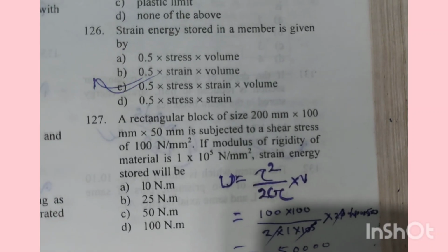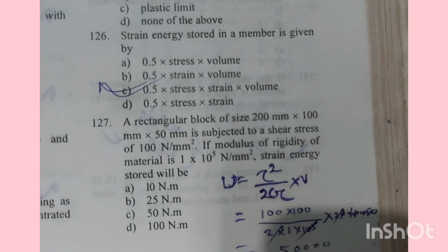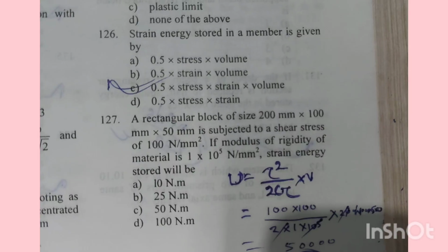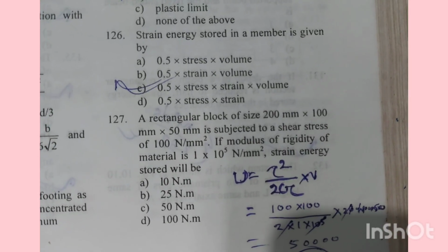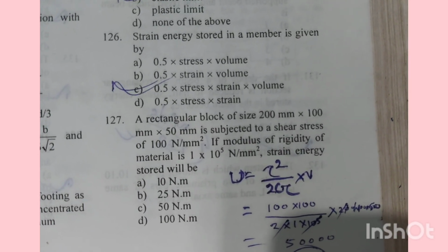Question number 1 to 6. The strain energy stored in a member is given by option C is right answer. Half into stress into strain into volume of the member.